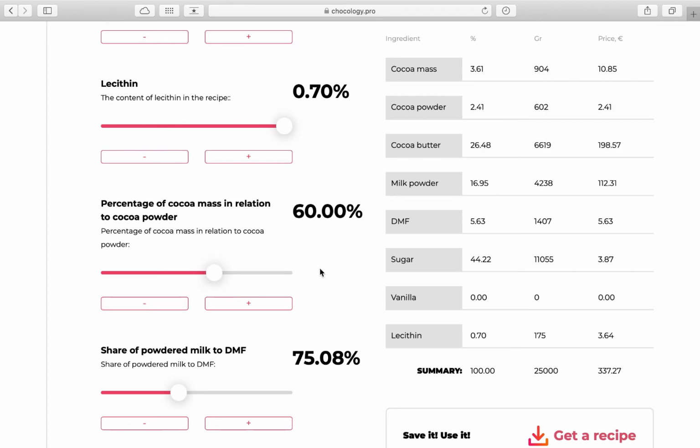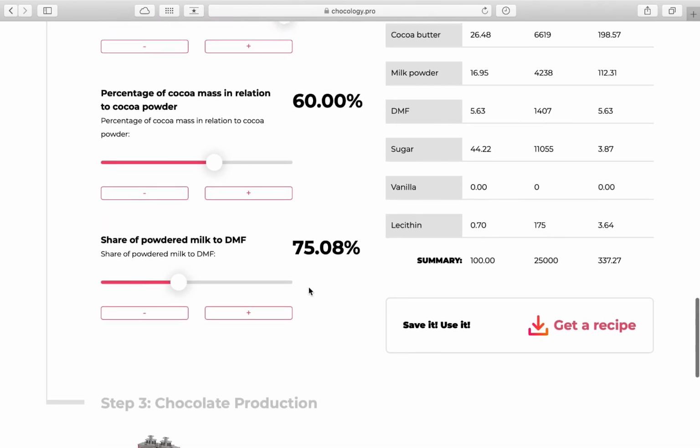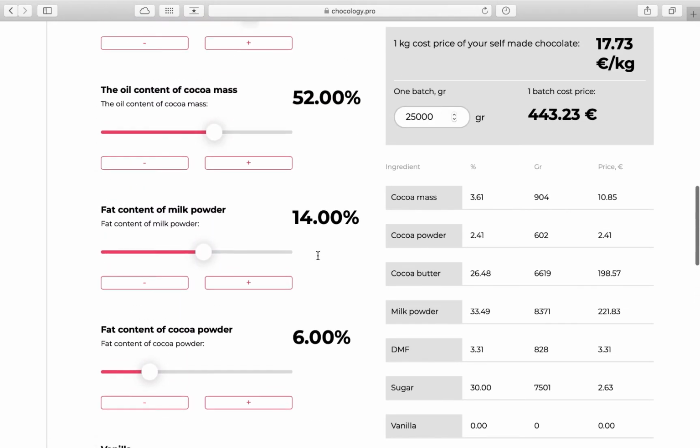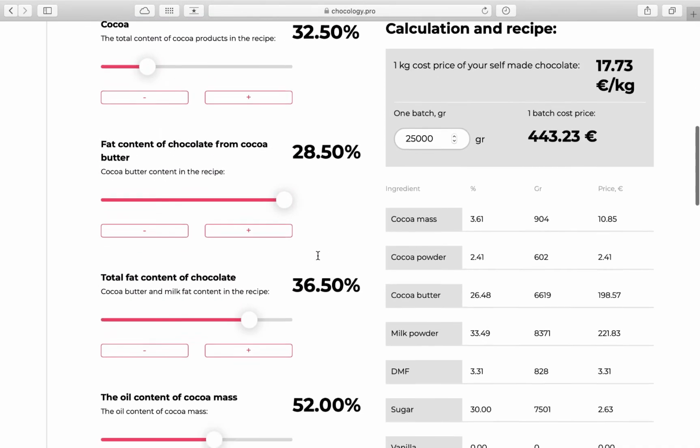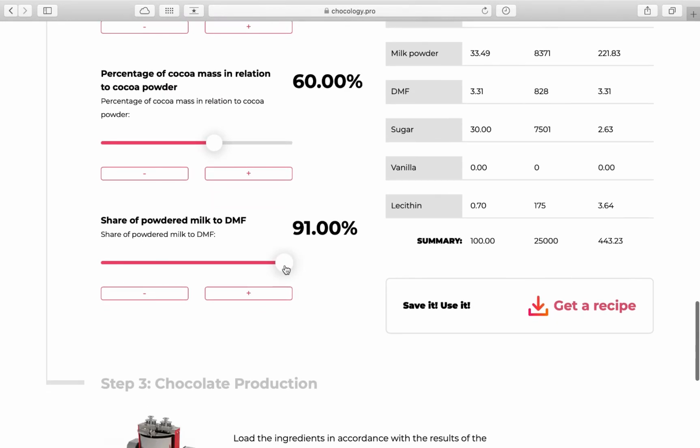So liquor, I will have 60%. The remaining 40% will be cacao powder in the chocolate. And the last parameter is the proportion of milk powder to DMF. Again, the more I turn the slider to the right, the more milk powder will be used and less milk fat. I can't get it to the maximum because the parameter doesn't allow me to do this. Everything is designed so that our recipe contains all the parameters that we previously set. You can use more milk powder, less milk fat, or vice versa, less milk powder and more milk fat.